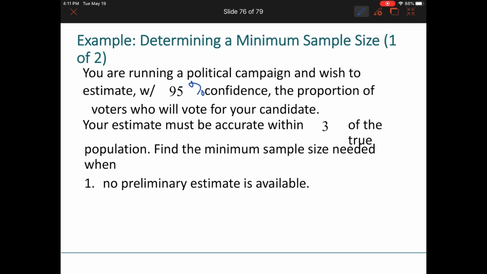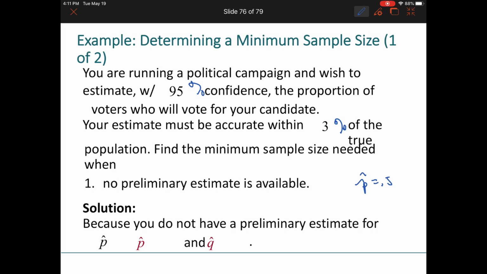Well, this time you're running a political campaign. It is, I guess, election year, and we wish to estimate with 95% confidence the proportion of voters who will vote for your candidate, and your estimate must be accurate within 3% of the population. Find the minimum sample size, that's n, needed when no preliminary estimate is available. And of course, that's code for the 50-50. And let's take a look.